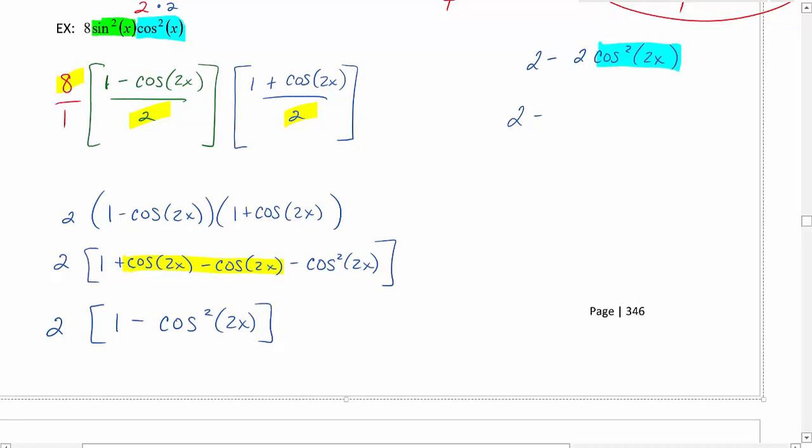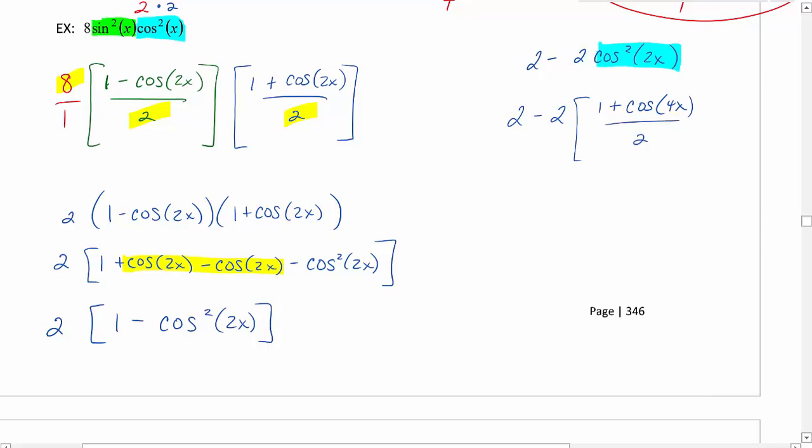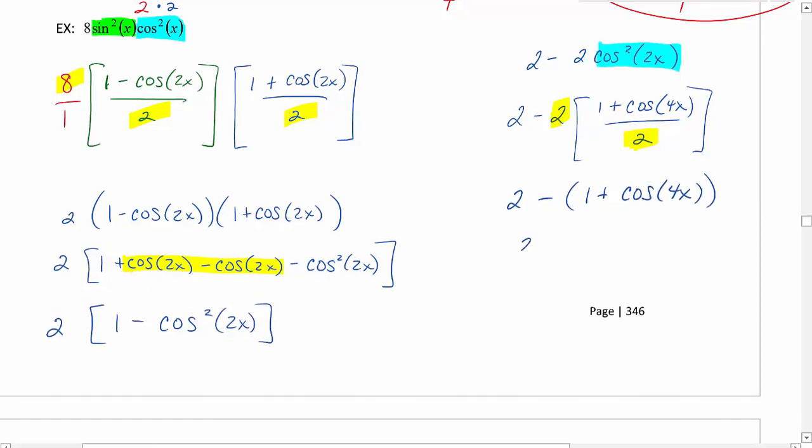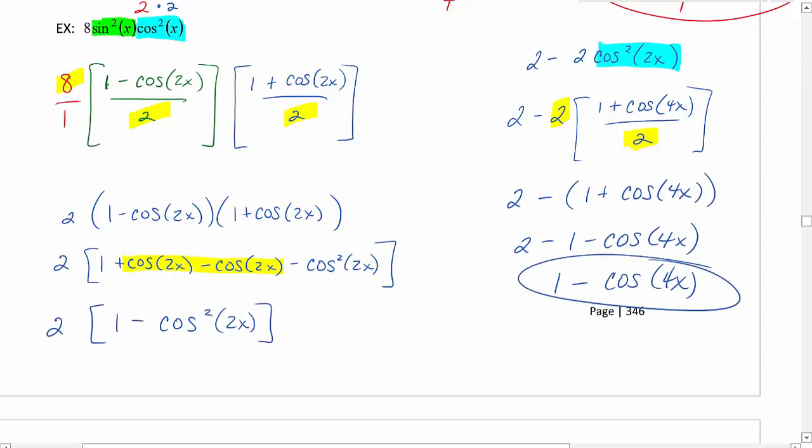So this is going to be 2 minus 2 times 1 plus cosine of 4x over 2. We'll simplify these two 2's. They're going to cancel out, leaving us with 2 minus the quantity 1 plus cosine of 4x. It's going to turn minus when we distribute our negative. 2 minus 1 minus cosine of 4x gives us a final answer of 1 minus cosine of 4x.